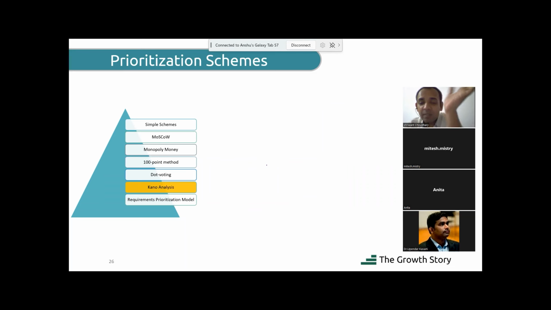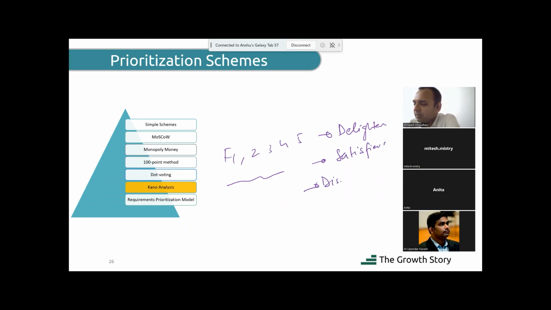A high level understanding of the features, and you say that these 5 features, feature number 1, 2, 3, 4, 5 are delighters. Then these features are satisfiers. These features are dissatisfiers. And in these features people are indifferent, right?